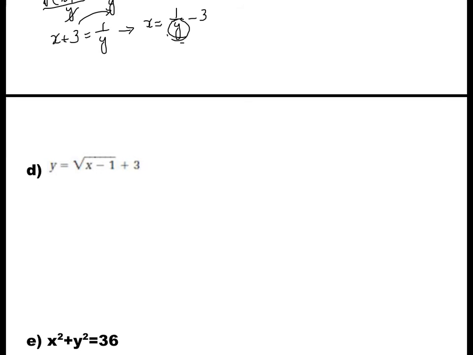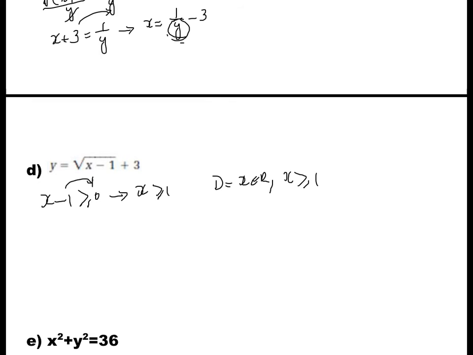In the next example, we have y is equal to the square root of x minus 1, plus 3. Since x is under the square root, and we know that the square root of negative numbers does not exist, the restriction is that x minus 1 has to be greater than or equal to 0. So moving the 1 to the right, we get x has to be greater than or equal to 1.